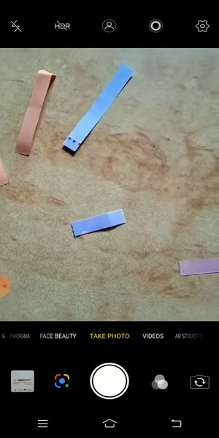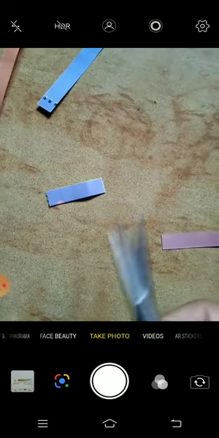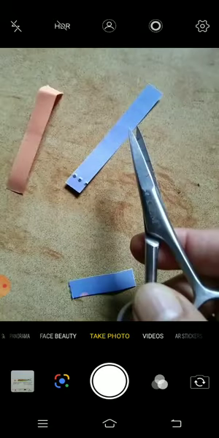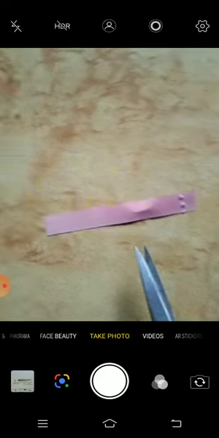See here. This is your blue litmus paper. This is blue litmus paper. This is red litmus paper. This is also red litmus paper.